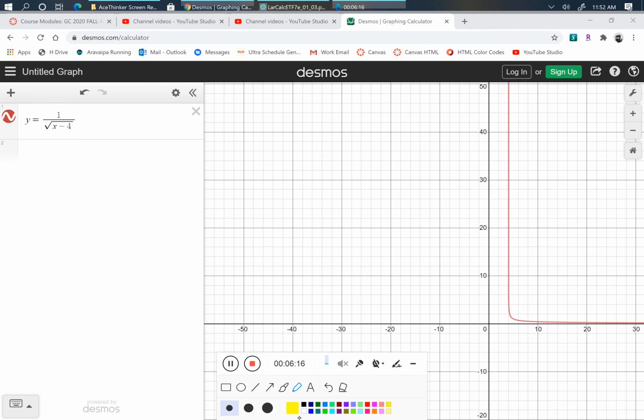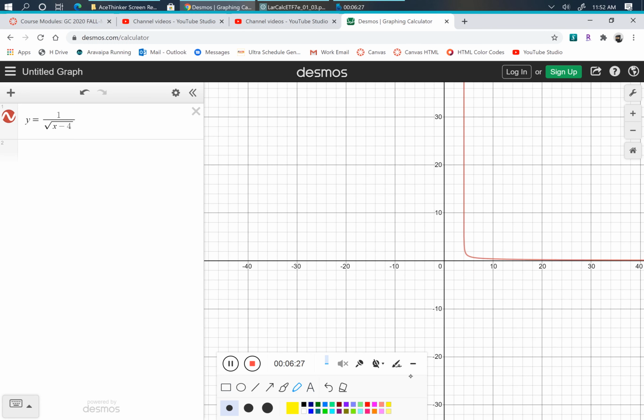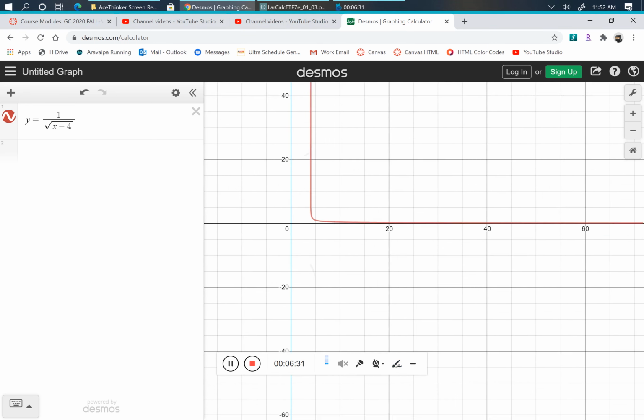Will this allow me to scribble? I don't think it will. Anyway, there's nothing down here in the second quadrant, third quadrant, or fourth quadrant. It's only over here in the first quadrant.